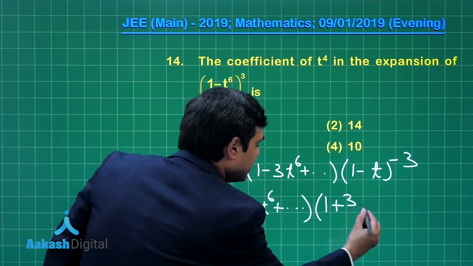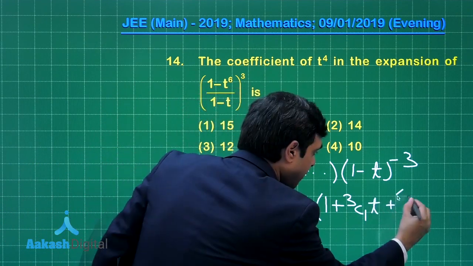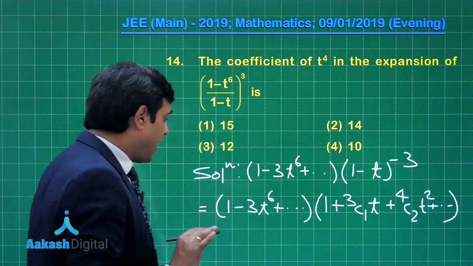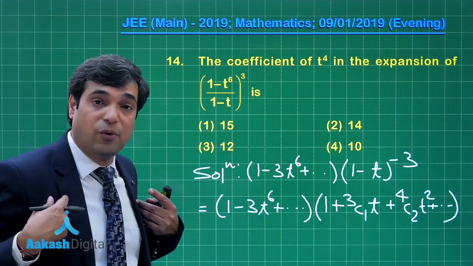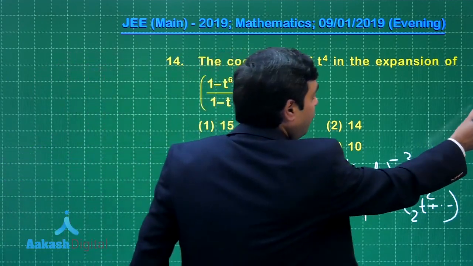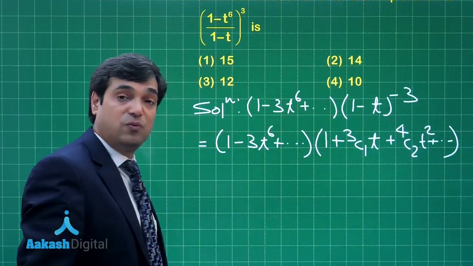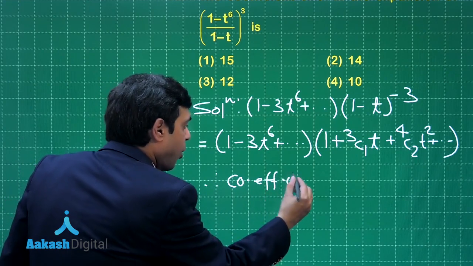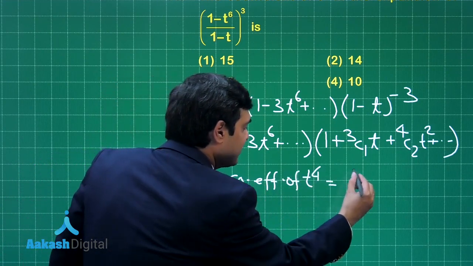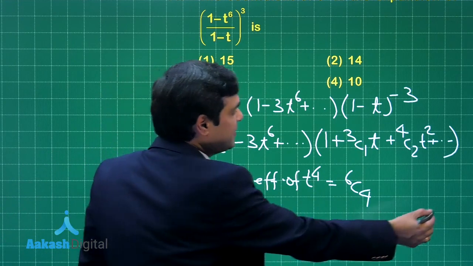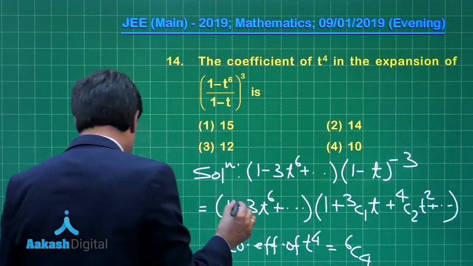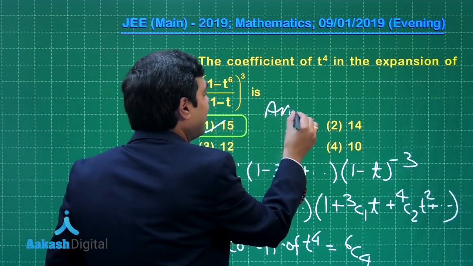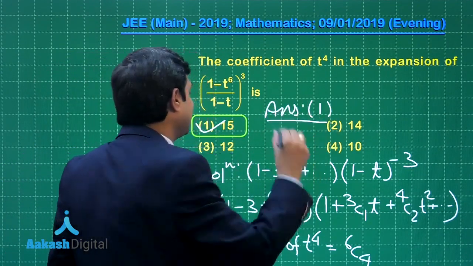Expanding, we have 1 plus 3C1 t plus 4C2 t square and so on. Now, when I look at it, my requirement is t^4. t^4 will be obtained with the coefficient of 6C4. Therefore, the coefficient of t^4 is 6C4. 6C4 is simply 15. So yes, we have the correct answer as option number 1. So let's mark and mention this answer.